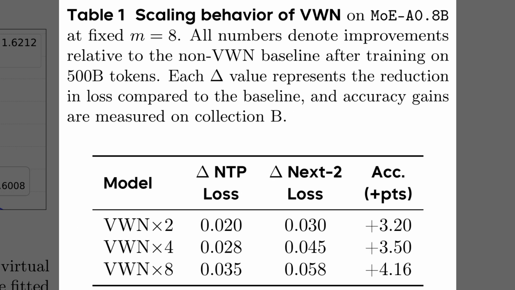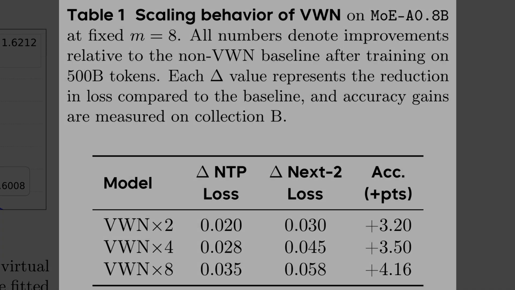Table 1 confirms the concrete gains. Table 1 summarizes results at a fixed fraction rate, m equals 8, which means the hidden state is split into 8 partitions. VWN times 2 reduces next token loss by about 0.020. VWN times 4 cuts next token loss by about 0.028. VWN times 8 trims next token loss by about 0.035. Accuracy improves by about 4 points at the highest setting, and next 2 token loss drops by about 0.058.